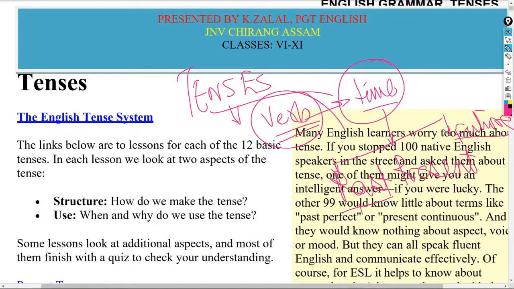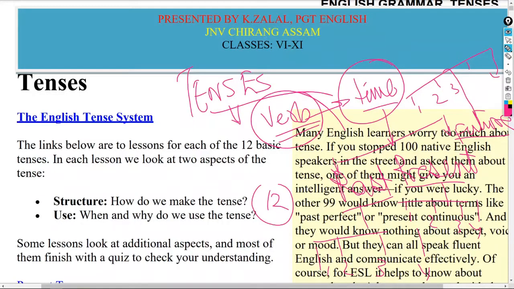And its subdivisions: how many kinds of tense are there? 1 2 3 4. So in a similar manner, present also has four forms, 1 2 3 4. So future is also having four forms, 1 2 3 4. That means altogether we are talking about how many forms? We are talking about the 12 forms.